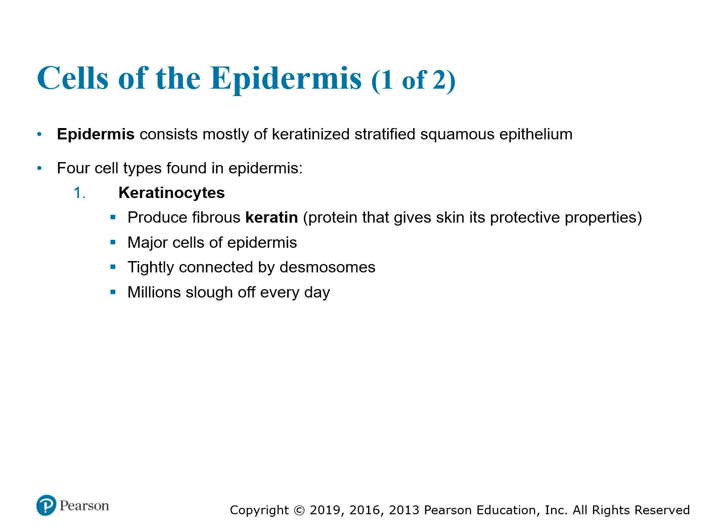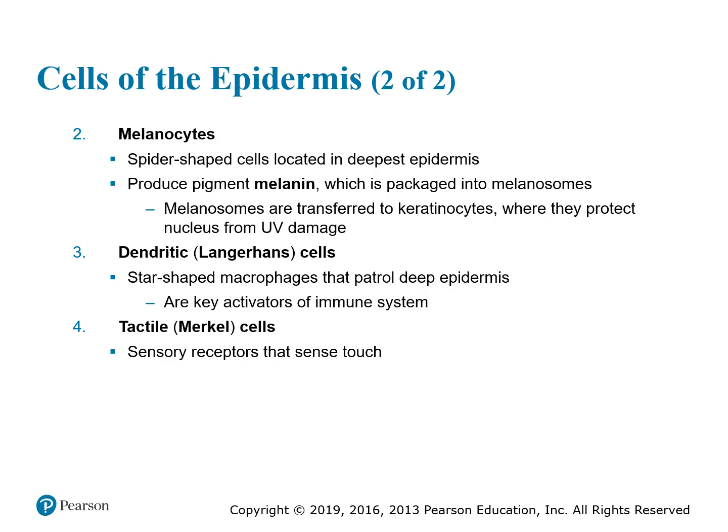So the first is the keratinocyte, and its job is to produce the keratin. We call this a horn-like protein, rhino horns, toenails, stuff like that, made out of keratin. It's a major cell type of the epidermis, and it's bound very tightly together by these special junctions called desmosomes that when you look at them histologically, they look like rivets. And so we are sloughing off millions of these every single day.